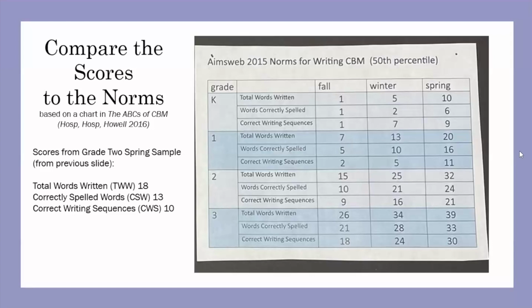The sample you saw was from a grade 2 student in the spring, and the total words written were 18, correctly spelled words 13, and correct writing sequences 10. If you look at the spring benchmarks in the Ames Web norms chart, total words written should be 13, correctly spelled words 24, correct writing sequences 21. So this student is below the cut rate for risk and would require remediation.